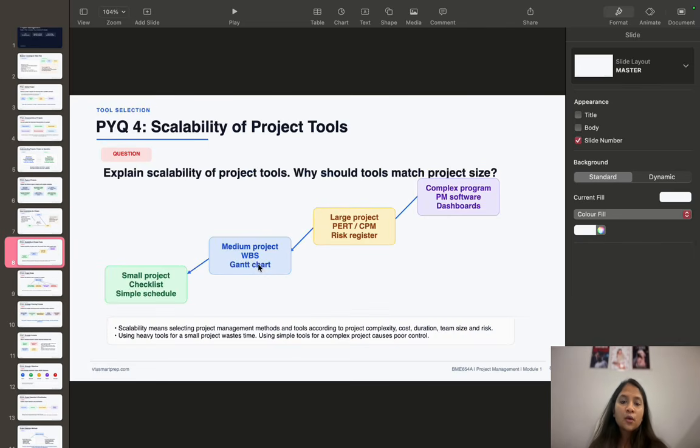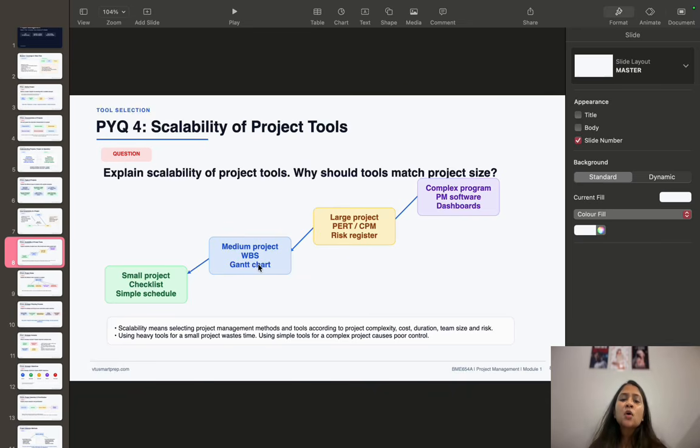Let's move to the next question, which is scalability of project tools. Explain scalability of the project tools. Why should tools match project size? Scalability of tools means selecting project management tools according to the size, complexity, cost, duration, team size, and also risk of the project.